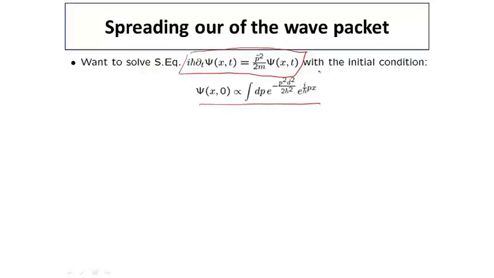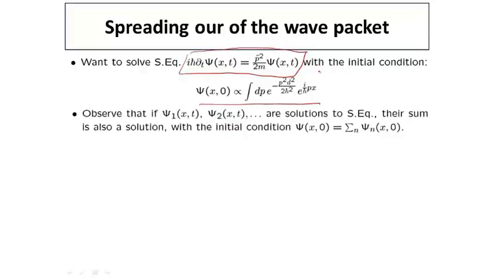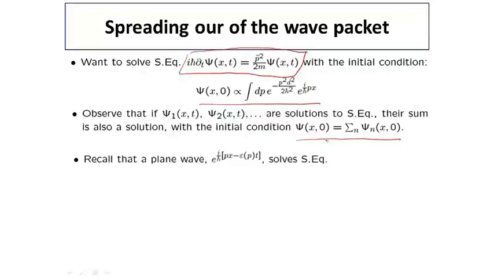Now, in order to write the time-dependent wave function, we need to take into account two simple circumstances. The first circumstance is the fact that the time-dependent Schrödinger equation is a linear equation, which implies that if we have several solutions to this equation, psi 1, psi 2, psi 3, etc., their sum is also a solution, with the initial condition being simply the sum of the corresponding initial conditions. The second circumstance is that we have to recall that a plane wave written as so is indeed a solution to the Schrödinger equation.